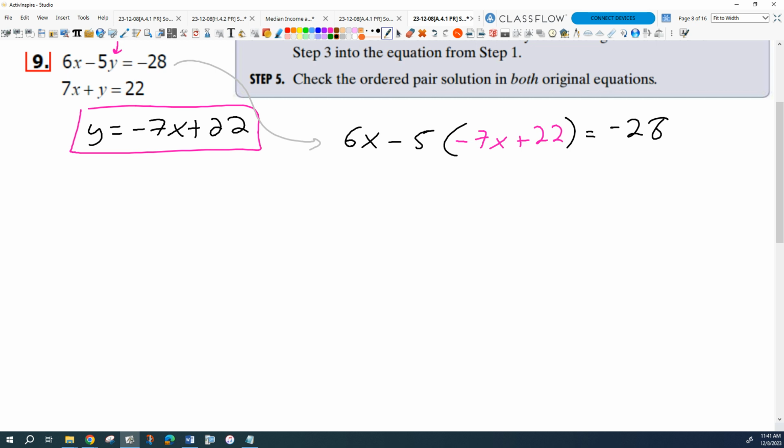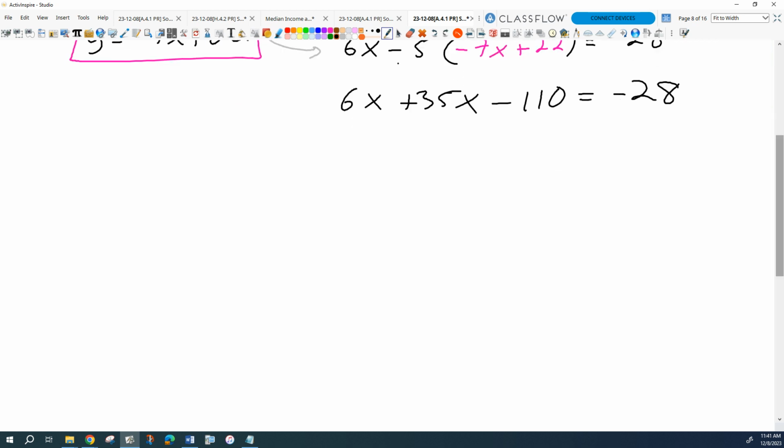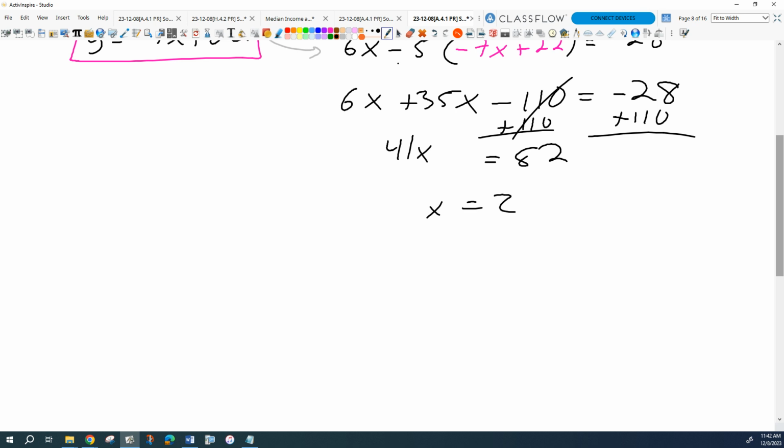So we clean it up by distributing. 6x, negative 5 times negative 7x is plus 35x. Negative 5 times 22 is negative 110. And now this is no big deal, right? We combine the like terms and get 41x. We add 110 to both sides, and we get 41x equals 82. Divide by 41, and what do we get? 2. Yeah. X equals 2.